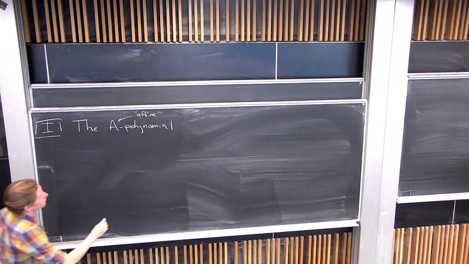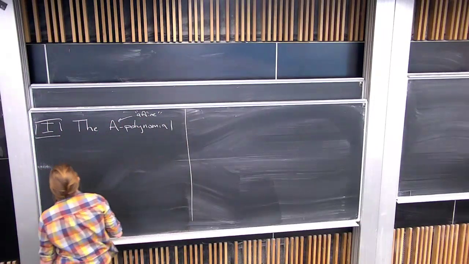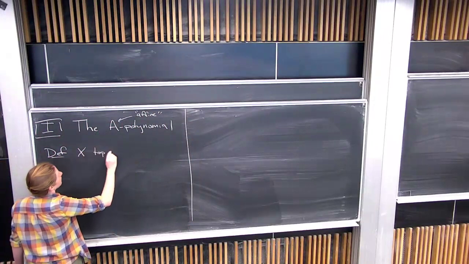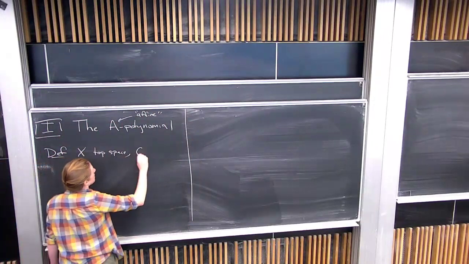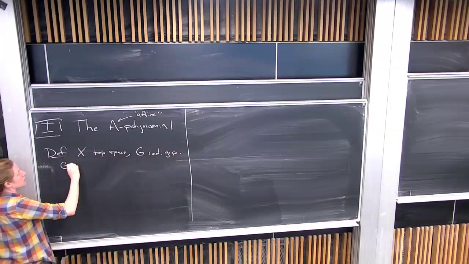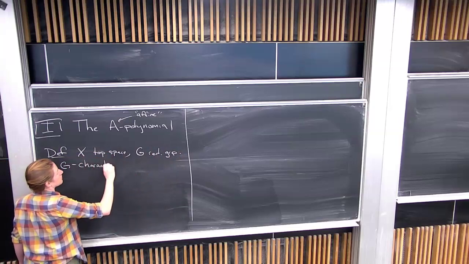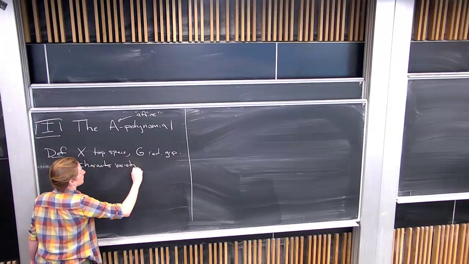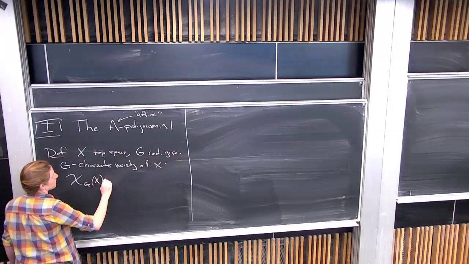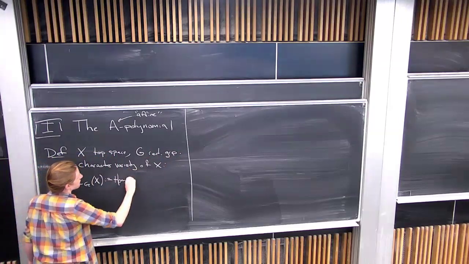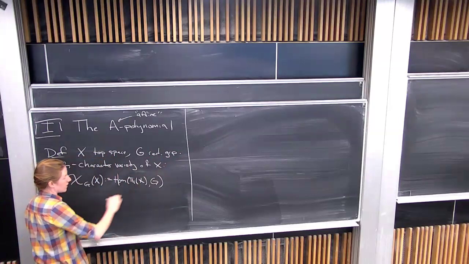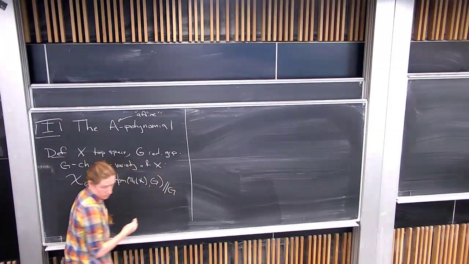So this construction starts with the following definition. X is going to be some topological space. G is going to be a reductive group. And I have the G character variety of X, which I'll denote chi of X. This is just going to be homomorphisms from the fundamental group of my space, and then I'm going to take the GIT quotient.